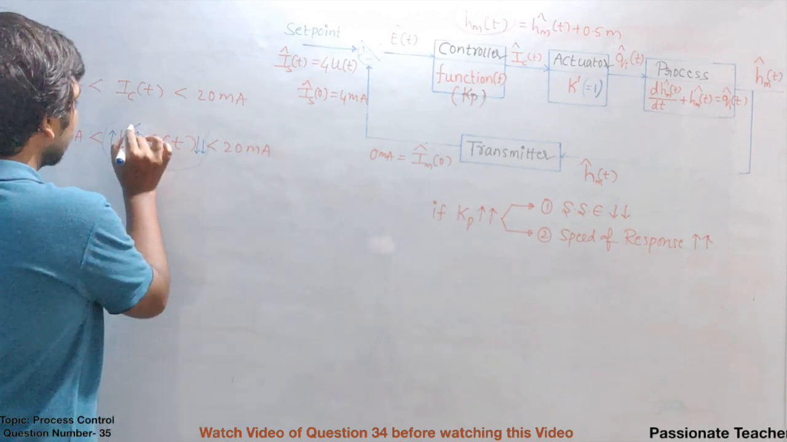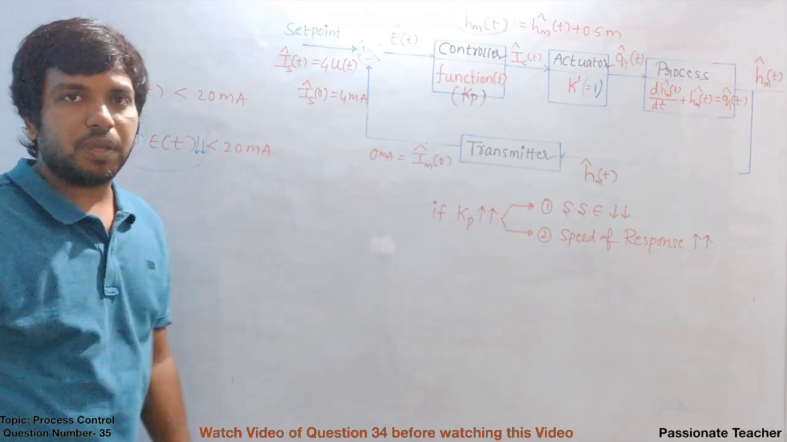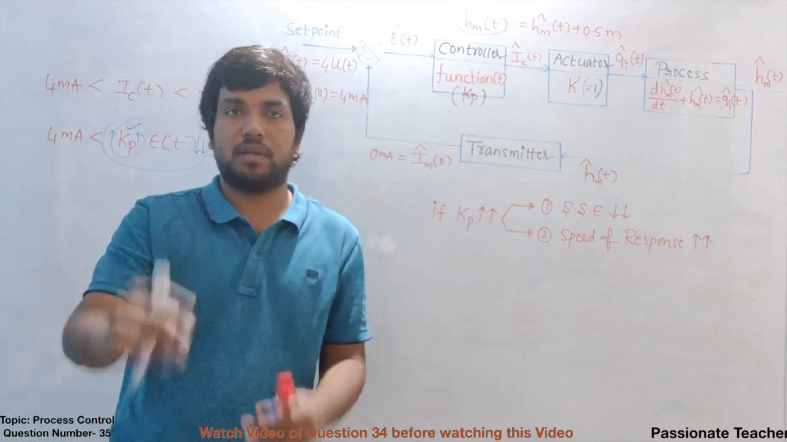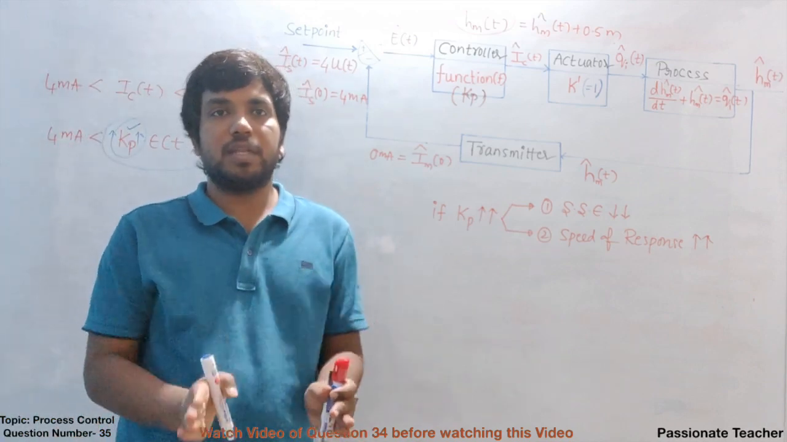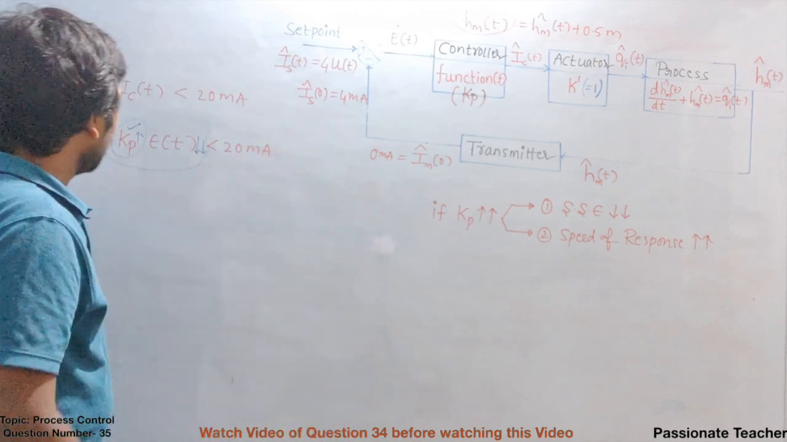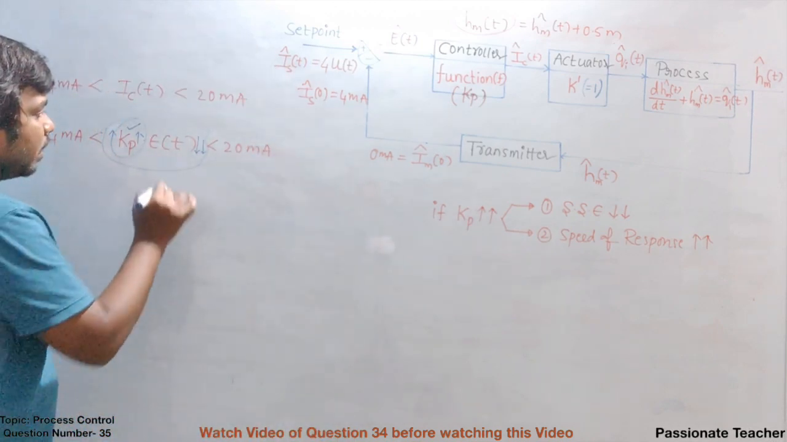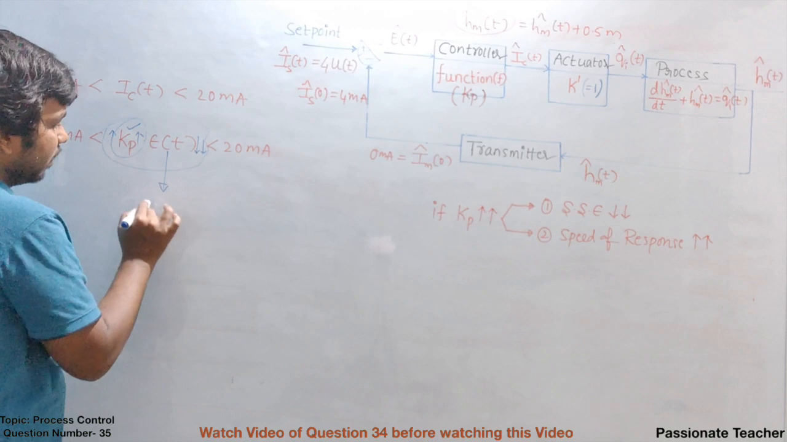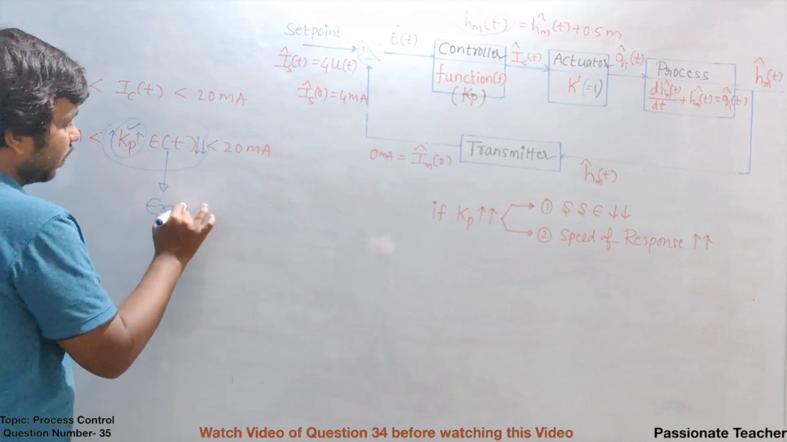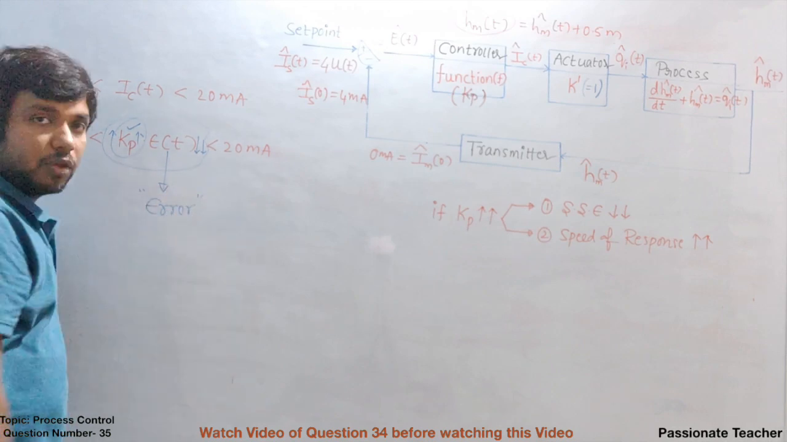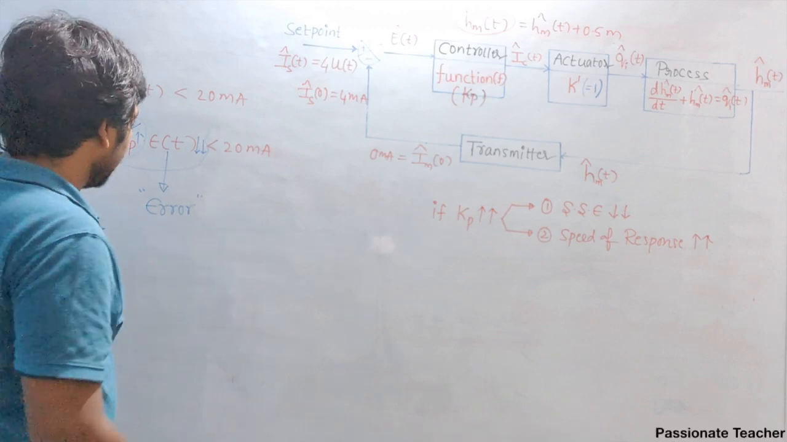That means we cannot increase the value of Kp further to some extent. There is always a limitation on the Kp. So how much Kp can we keep? That depends on the error band, that means the limitation of the error band. What might be the error band you are able to use here?